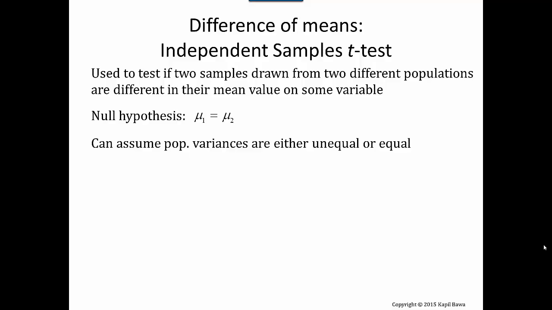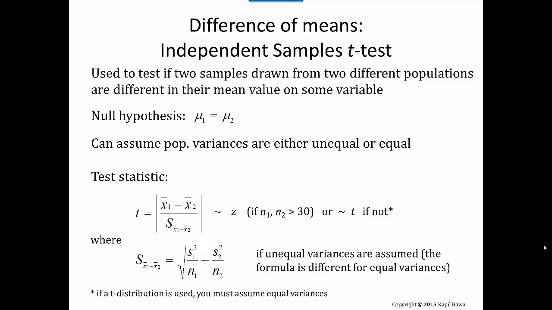The test statistic is based on the difference between the sample means, x1 bar and x2 bar. The denominator in this formula depends on whether you assume equal or unequal variances. Here I've shown the formula only for unequal variances, and this depends on the standard deviations of the two groups and the sample sizes n1 and n2 in each group. The test statistic is distributed as a z-statistic if the sample size in both groups is greater than 30. If the sample size in either group is less than 30, it is distributed as a t-statistic. Remember that the distribution does not affect the calculation of the test statistic, only the critical value that it is compared with.